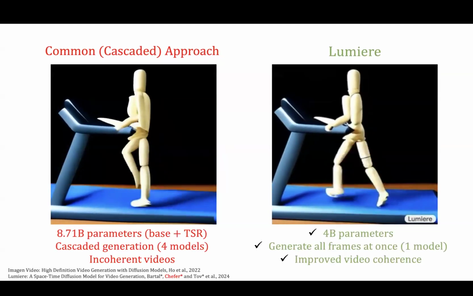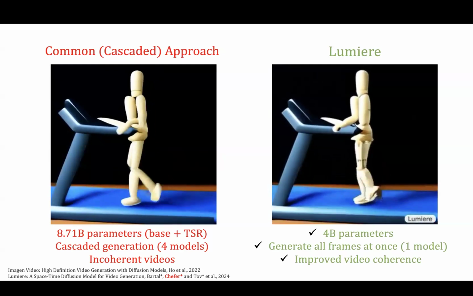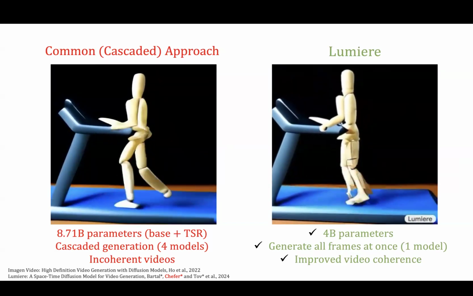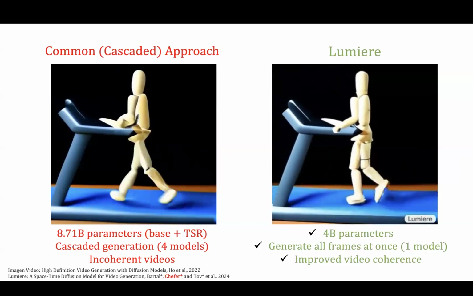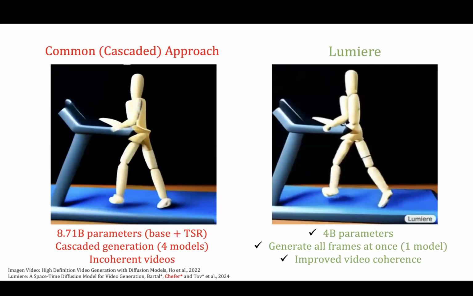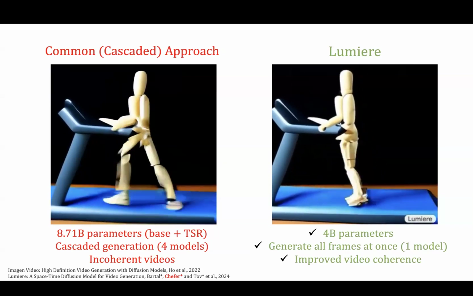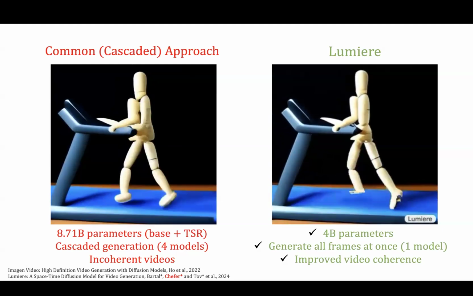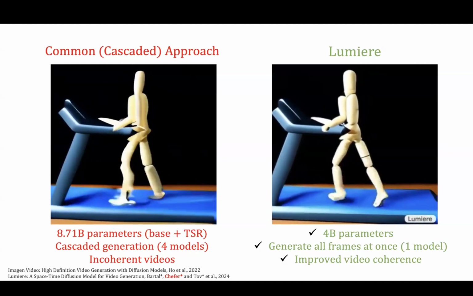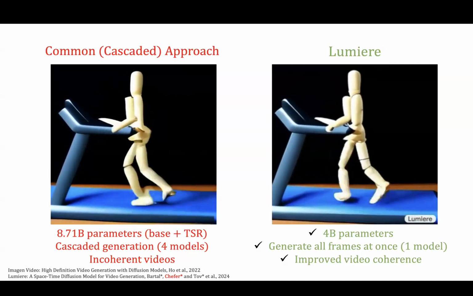So you can see here a direct comparison. We took the first frame from Imagen Video and generated the video with Lumiere. You can see how much smoother those videos are temporally. And if we compare, we had 8.71 billion parameters in Imagen Video, only 4 billion parameters in Lumiere. So we reduced more than half of the size of the model. Here we had to generate the video with 4 models. We had a base model and 3 temporal super resolution.